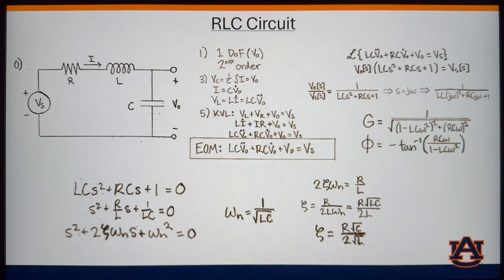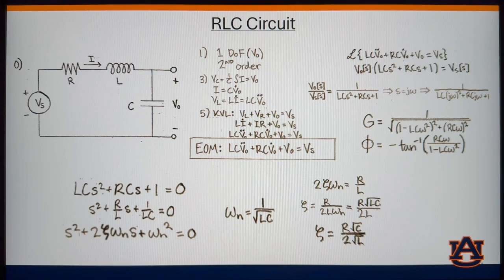And taking the magnitude of that gives us our gain: 1 over the square root of (1 minus LC omega squared) squared plus (RC omega) squared. So we see that once again our gain decreases as we increase the resistance. And we can solve for phase as well. That is negative arctangent of RC omega over 1 minus LC omega squared. And once again we see that our phase increases as we increase the resistance.